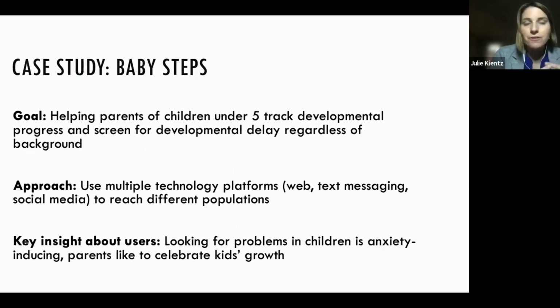Our overall goal was to help parents of kids under the age of 5 track developmental progress and screen for developmental delay from a universal approach. How do we get every child in a population screened and connected to early intervention services if needed? Our approach was to use multiple technology platforms. We learned right away that if we're going to do this universal approach, we can't have one tool that meets the needs of every single person in a community. So we thought about web-based approaches, text messaging approaches, and social media-based approaches to reach different populations, with the overall goal of doing developmental screening.